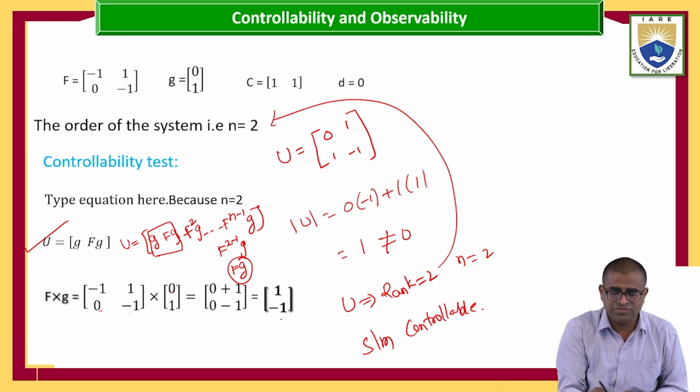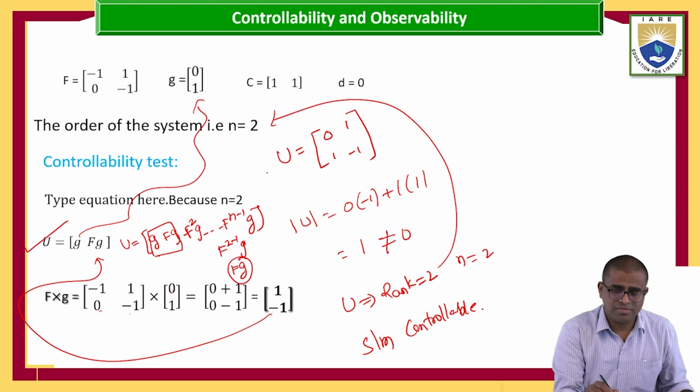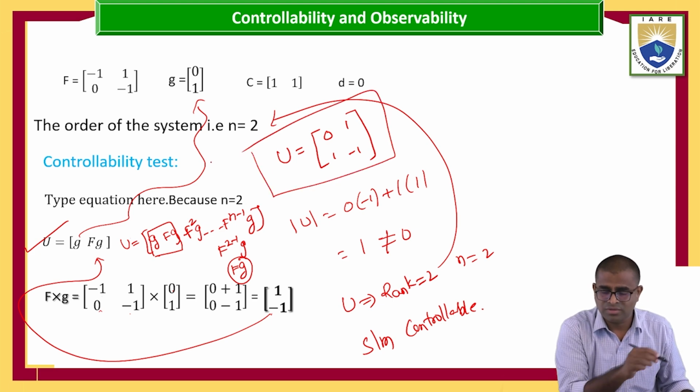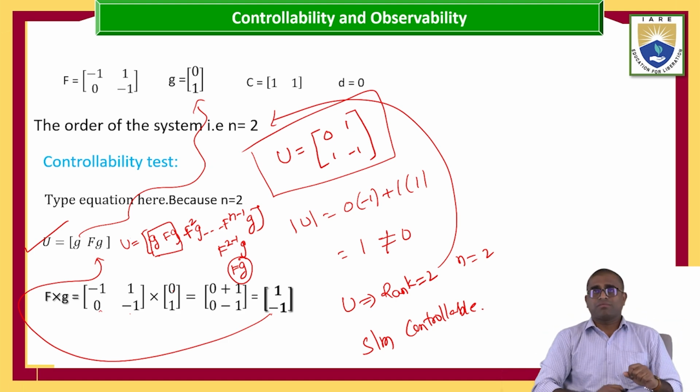Substitute this Fg value, and the g value. In the question they have given the g value. For substituting this one, we get the u value like this. After that, find the condition for controllability.